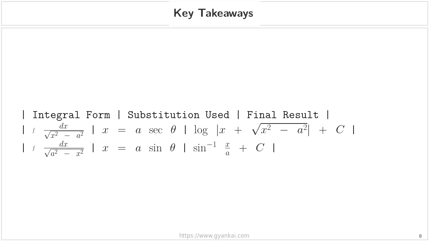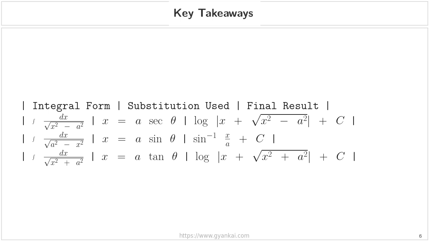Now, moving down to the second row, we have the integral of 1 over the square root of a squared minus x squared. This is the case where the constant term comes first under the radical. Remember, we used the substitution x equals a sine of theta, x equals a sin theta, for this one. This led us to a much simpler result, the inverse sine of x over a, plus our constant c. This is also written as arcsin of x over a.